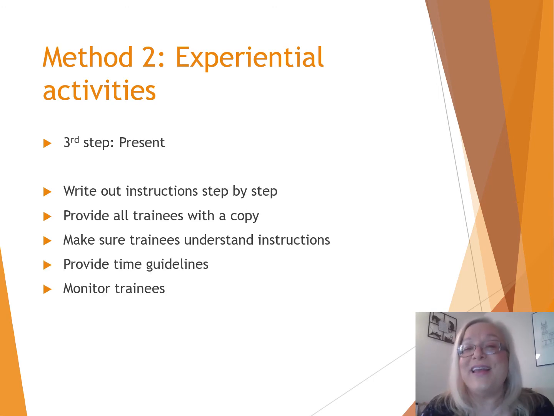So after you've done the planning and preparing and you get to the third step, which is to present the activity. So at this point, you have all your trainees together in a room, for example, and you're going to actually do the activity. These are some things that you need to do. First of all, make sure the instructions are written out step by step. Secondly, provide all trainees with a copy. Now, you've probably done group activities in classes where the instructor puts you in tables of 4 and only gives one copy of the instructions to each table of 4.